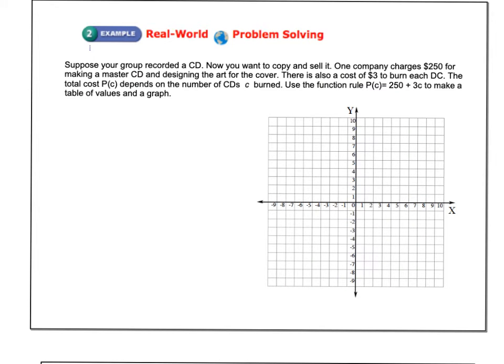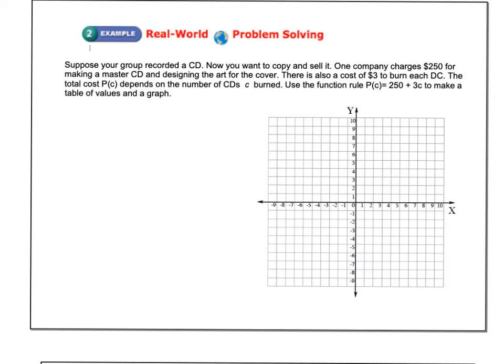You can also model function rules with word problems. It says suppose your group recorded a CD and now you want to sell it. One company charges $250 for making a master CD and designing the art for the cover. There is also a $3 cost to burn each CD. I think that's a typo. The total cost, P of C, depends on the number of discs or CDs C burned.